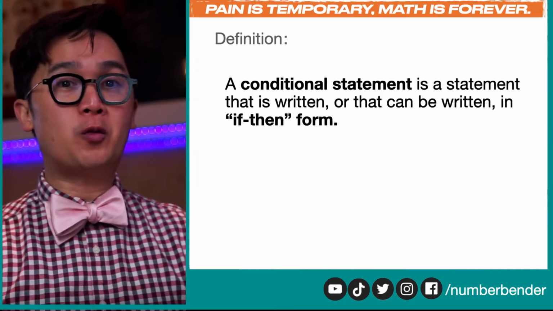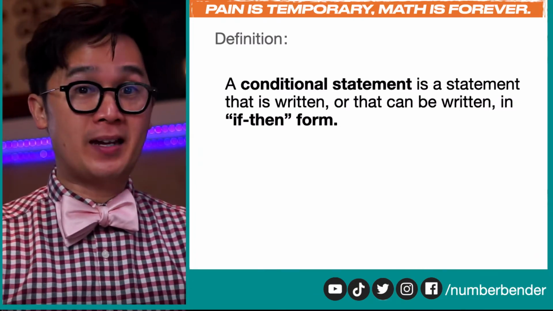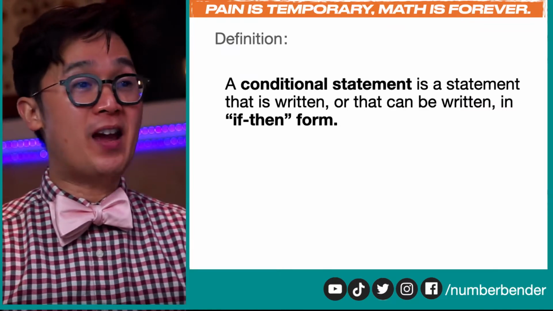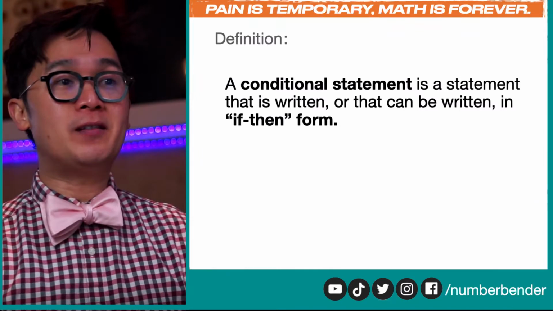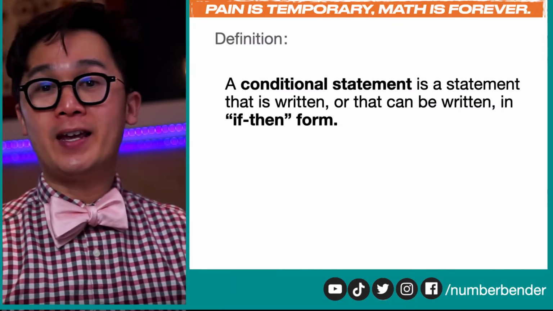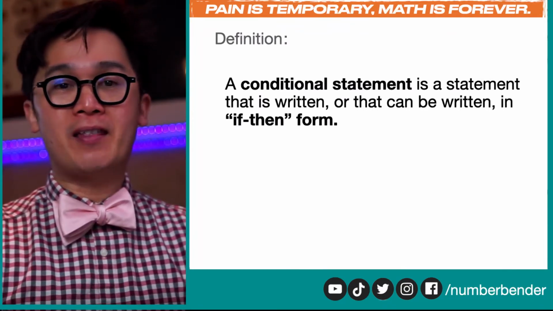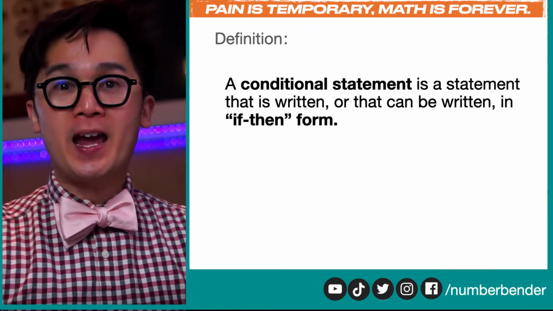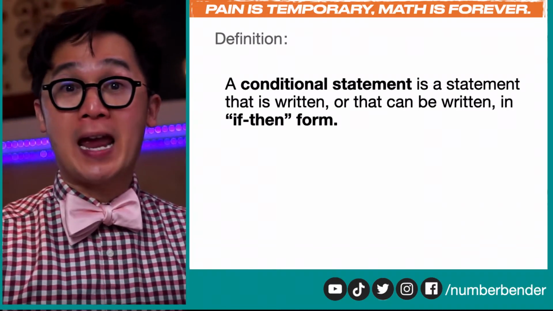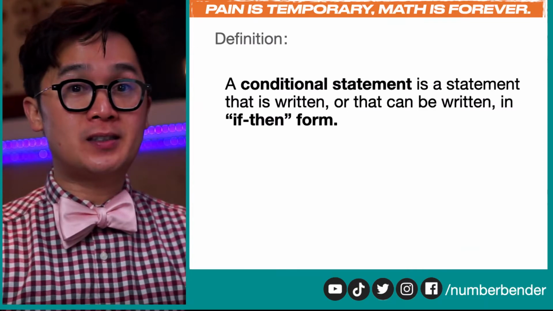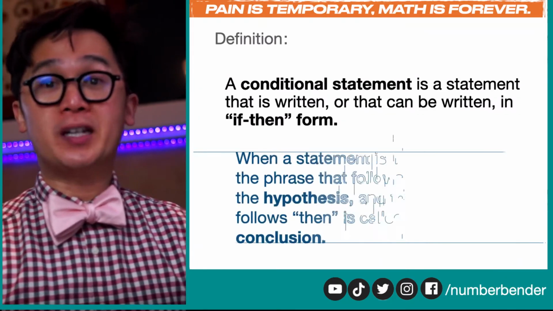And we're going to start with a very important type of statement in mathematics called the conditional statement. By definition, a conditional statement is a statement that is written or that can be written in if-then form. These are the type of statements that we often see in most theorems in geometry, and being able to understand how we formulate statements according to this form will help us understand geometry better.